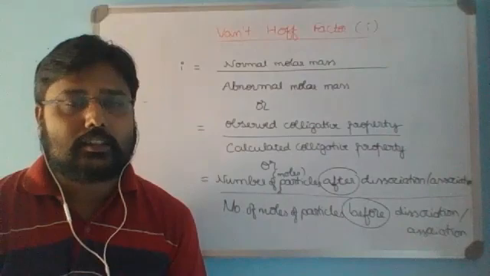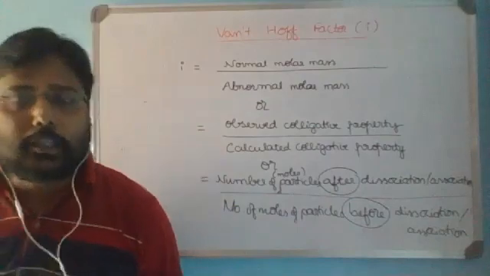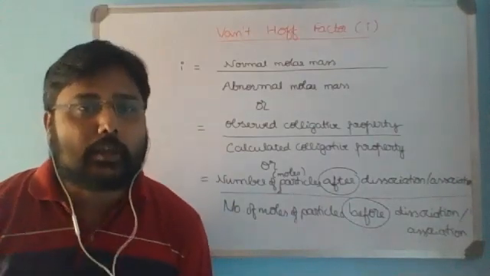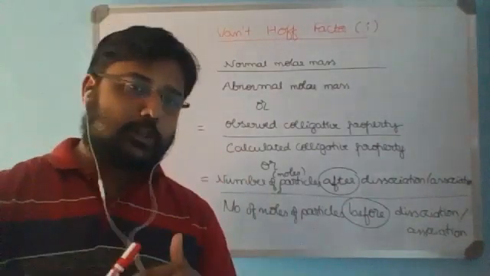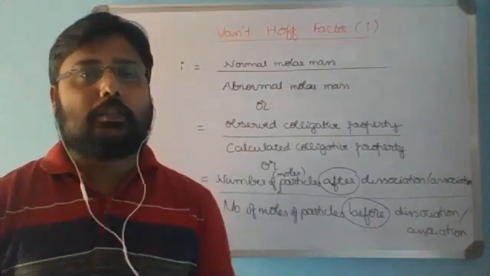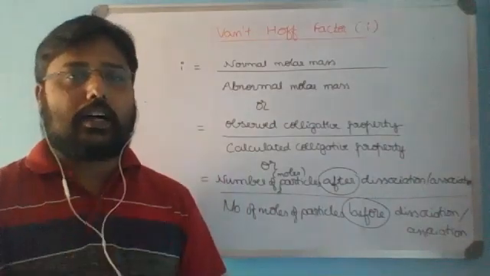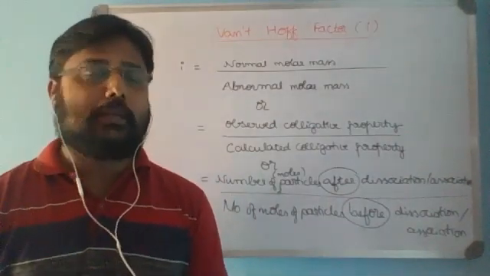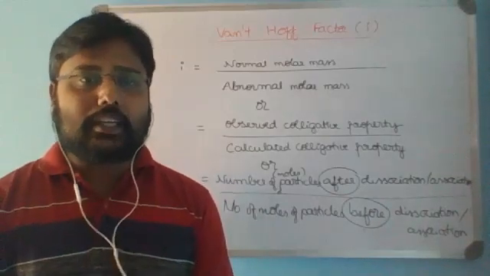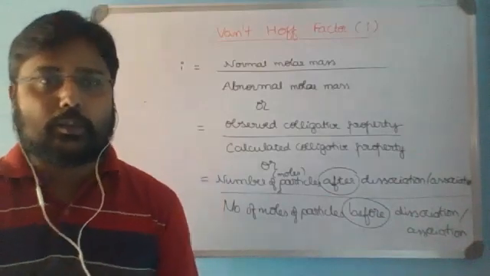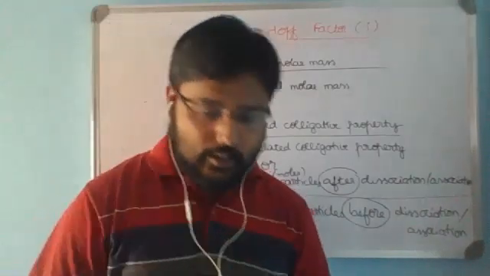So Van 't Hoff factor is the ratio of normal molar mass to the abnormal molar mass, or observed colligative property to the calculated colligative property, or number of moles of the particles after dissociation or association to number of moles of particles before dissociation or association. Hope how i value, that is the Van 't Hoff factor value, can be calculated is clear with these formulas. Now we'll learn the significance of this Van 't Hoff factor. So what does the value of i signify about the solute nature in the solution?